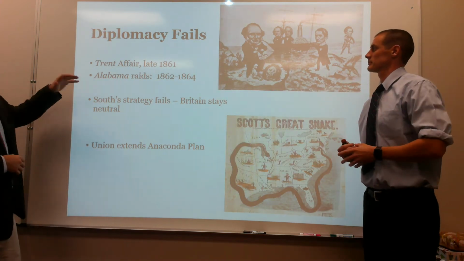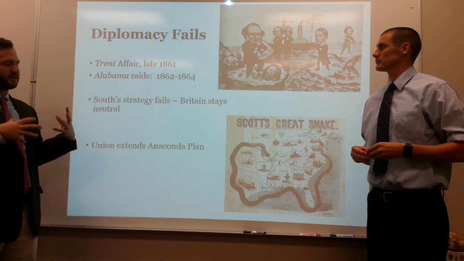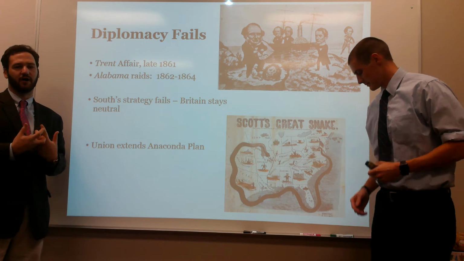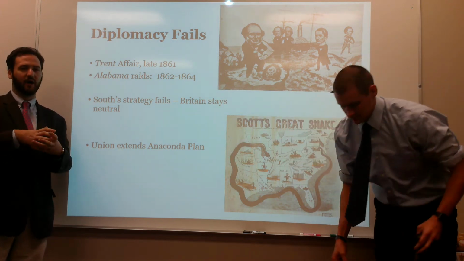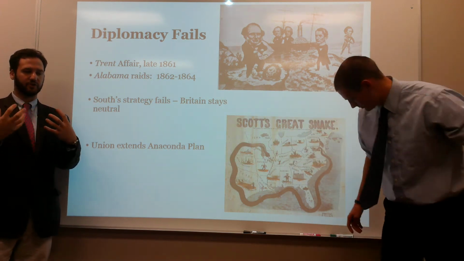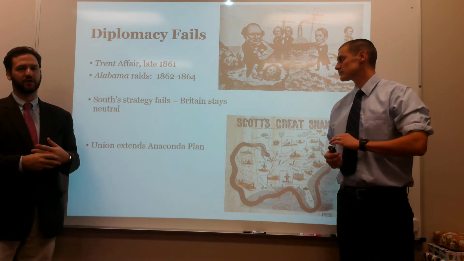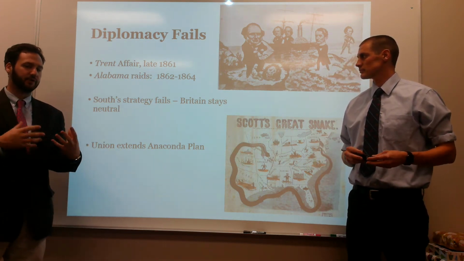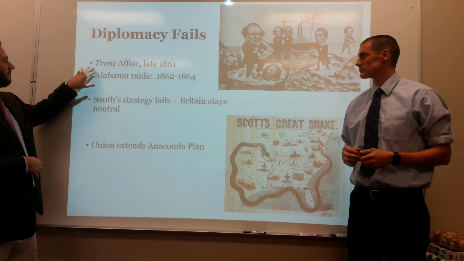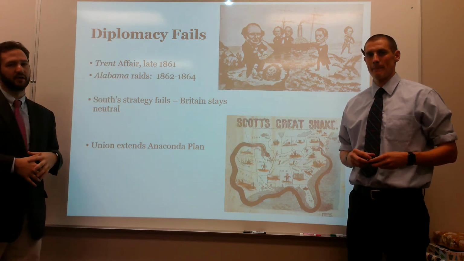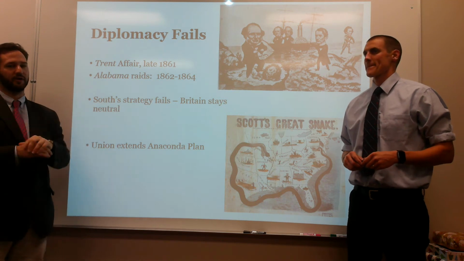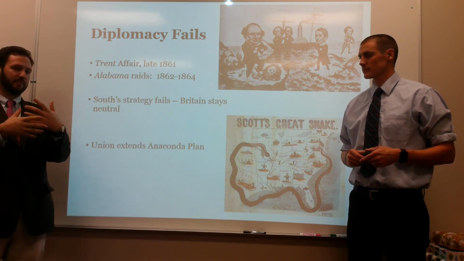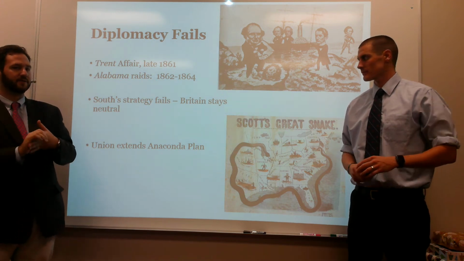Okay, so there's a few diplomacy fails. If you remember the South's King Cotton diplomacy, the idea that their giant cotton crop is going to help them secure the backing of Britain and France and other European powers that rely on their cotton. Right? The North is desperately trying to keep Britain out of the war. It actually stops two Southern diplomats headed to Britain on the ship the Trent, which causes a little diplomatic kerfuffle between the United States and Britain.